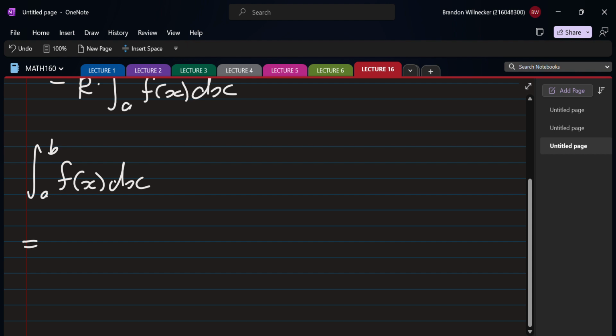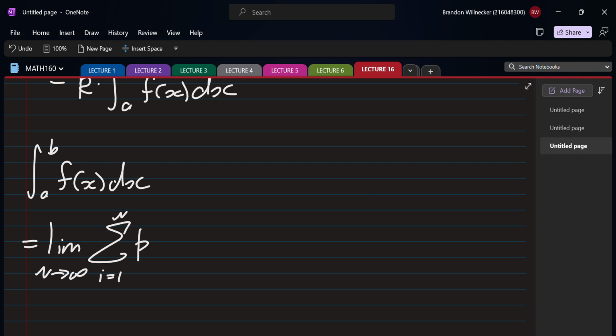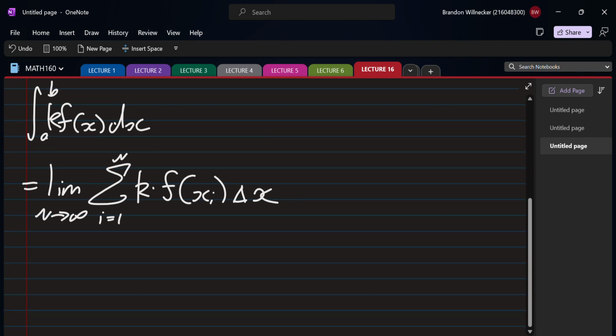We can write it as that limit of the Riemann sum. So this will be the limit as n goes to infinity, the sum from i equals 1 to n, k times, sorry, there's a k there, k times f of x_i delta x. Okay, so we just use the definition.